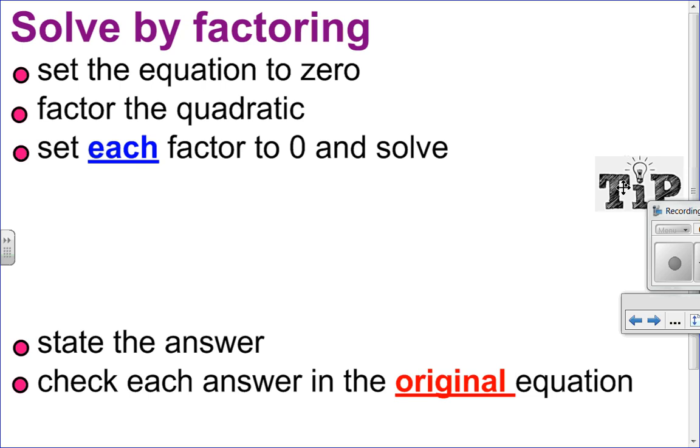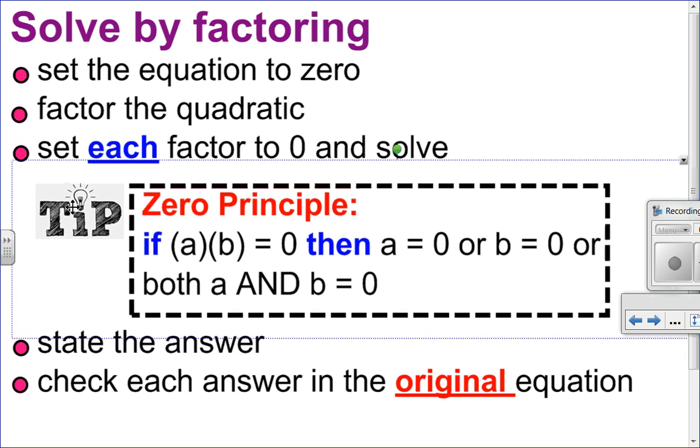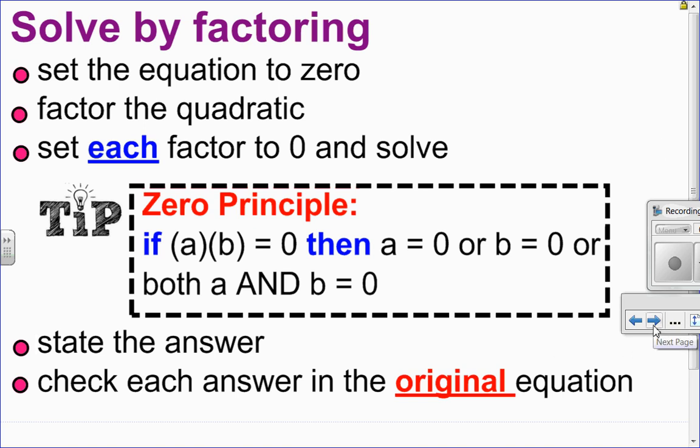Now, why are we setting each factor to 0? Well, it has to do with the zero principle. The zero principle says if I have 2 numbers that multiply to equal 0, then A could equal 0, or B could equal 0, or both of them could be 0. So that's why when we factor, which is like A times B, and we set it to 0, we set each factor equal to 0 to solve. And once we've done that, we state our answer, and then we check each answer in the original equation. And we're going to do that through the graphing calculator.